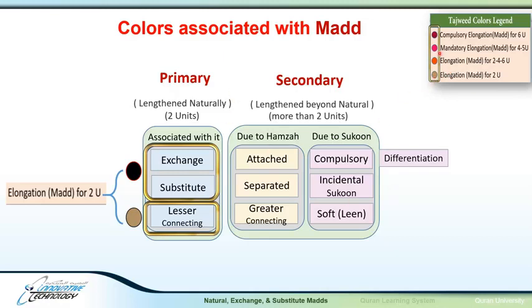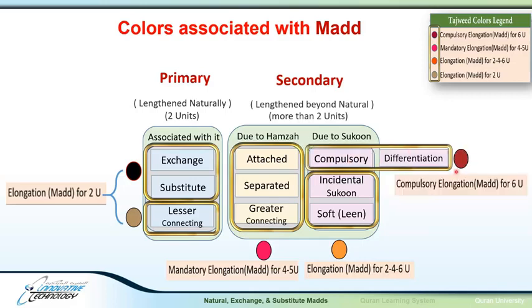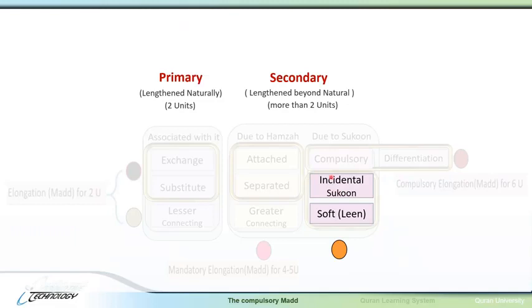Now, anything other than that, these 3 colors would be secondary med. Whatever is due to hamza is given the mandatory elongation of 4 to 5 units and given this red color. The incidental sukoon and its cousin, the soft Leen, are given the orange color, which is expected to be lengthened for an average of 4 units, ranging from 2 to 6. The compulsory and differentiation are given the dark red, where it is compulsory to elongate those 2 types of meds for 6 units. And this lesson is dedicated to the 2 types of med that are related to the orange color in Mushaf al-Tajweed, that are to be elongated for 2 to 4 to 6 units.